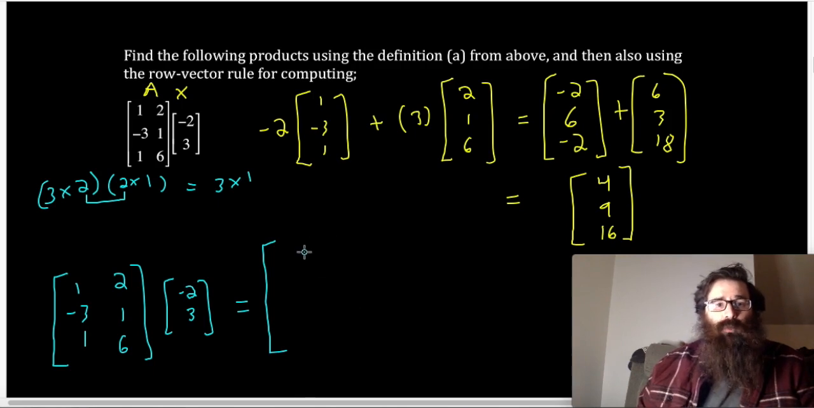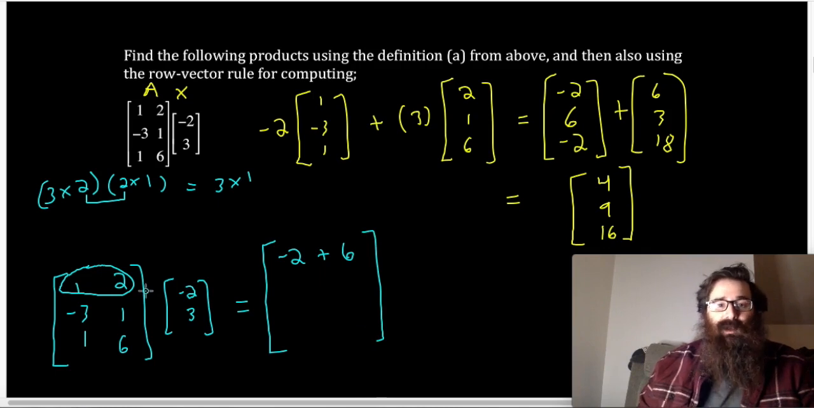What I want to do for the row vector rule for computing is start by fixing this first row of my matrix A, and multiply into the column vector, multiplying corresponding entries and adding them. So the first entry is 1 times -2, which gives me -2, and then plus the second entry, 2 times 3, which gives me 6.